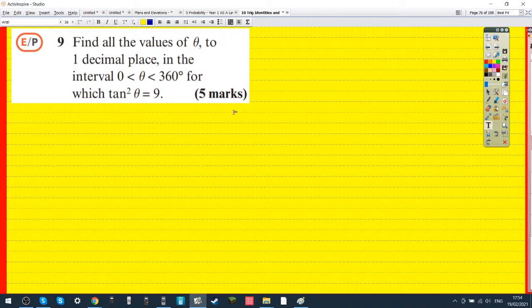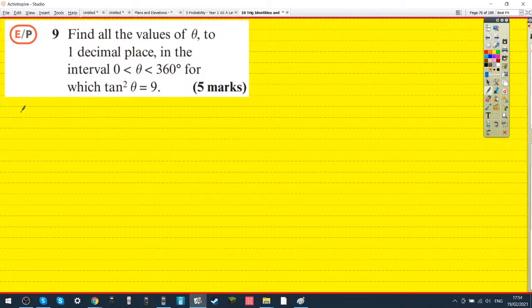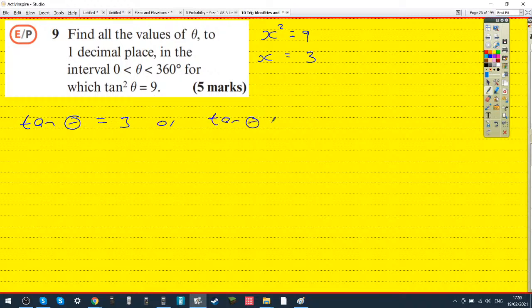Root both sides, so inverse tan of 3, you get 71.6. You made a slight mistake. We're half right. X squared equals 9. What is x? 3. Is there another similar number? Plus or minus 3. Correct. So tan theta is equal to 3, or tan theta is equal to minus 3. And you just have to do the two separately. You just get double the number of solutions.